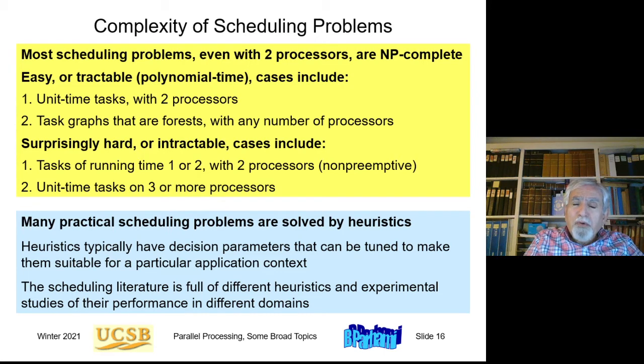tasks. So for this reason, many practical scheduling problems are solved by heuristics. And this is why we have so many papers published in the field of scheduling, because people come up with new heuristics, then they show that for some practical problems, those heuristics work well in the sense of coming up with solutions that are very close or reasonably close to optimal schedules, or with solutions that are better than what somebody else's heuristics came up with. So you either improve previous heuristics or you prove theoretically or experimentally that your heuristic solution is very close to optimal. So scheduling literature is full of different heuristics and experimental studies of their performance in different domains.